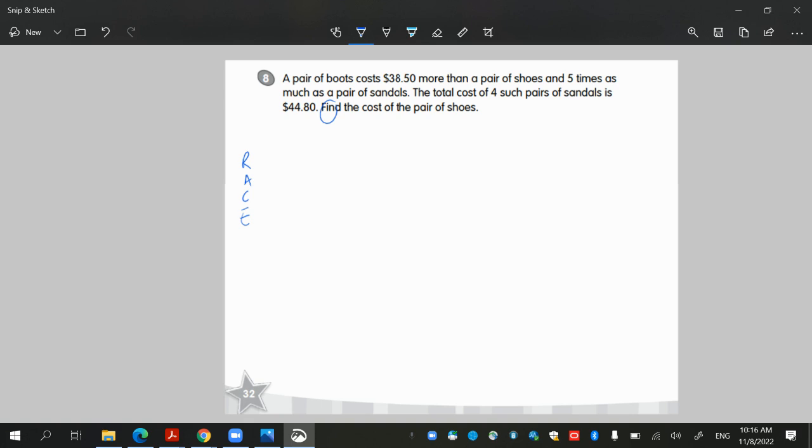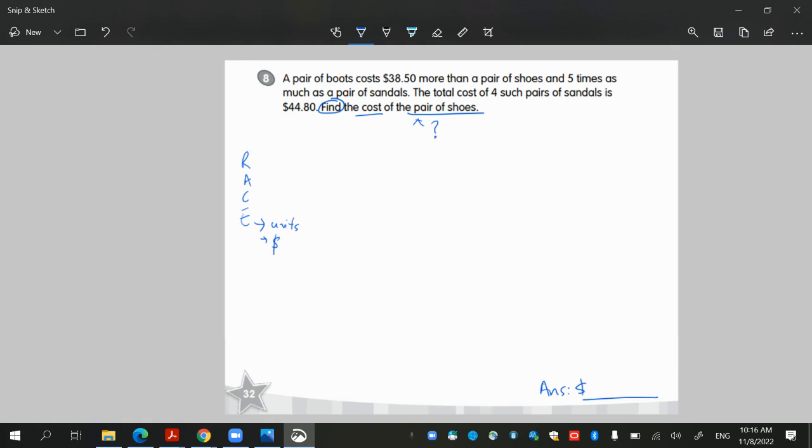Find the cost of the pair of shoes. So this one's the question, quite clear. The end says units is dollars. So my answer may or may not need a conversion, is dollars. That's the cost of the shoes.